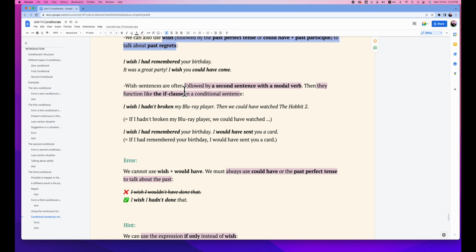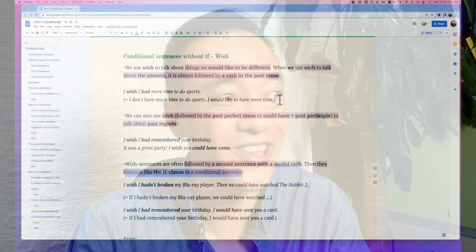And we can also follow it with a second sentence with a modal verb. They function like the if clause, part A, in a conditional sentence. Then the first one: using wish to talk about something that we would like to be different in the present time. Let's take a look.